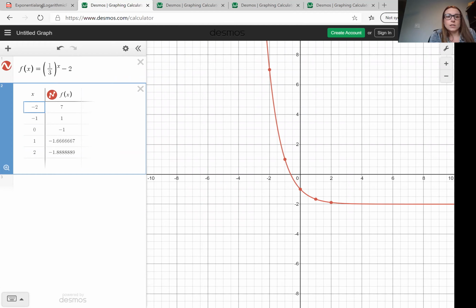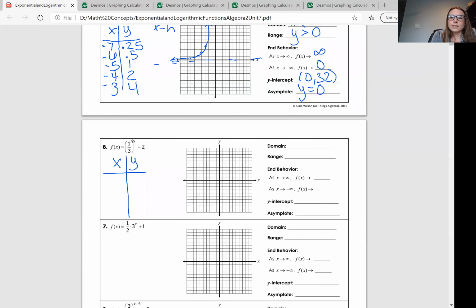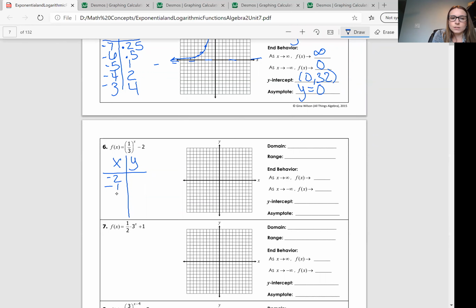For this one, we don't have anything with our exponent, so we're going to use -2, -1, 0, 1, and 2. Anytime it's just x, just like yesterday, you're just going to use -2 to +2.